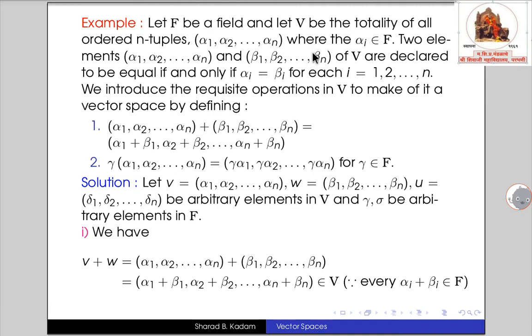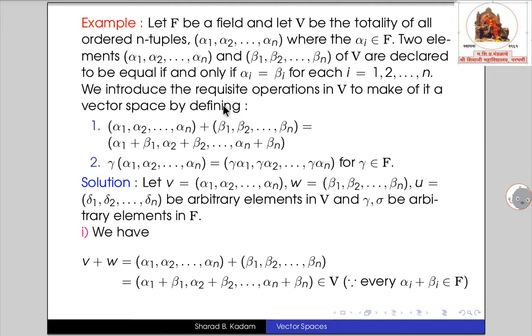Now we will define the binary operation over the set V. Two elements alpha 1, alpha 2, alpha n and beta 1, beta 2, beta n of V are declared to be equal if and only if the ith component of this vector and the ith component of this vector are both equal for every i equals 1 to n.